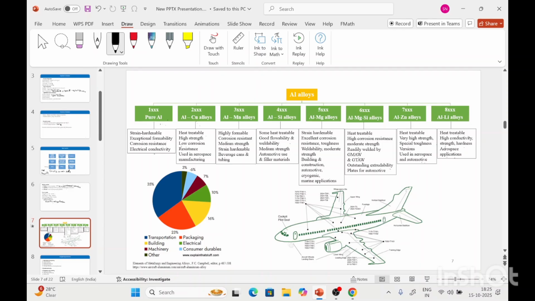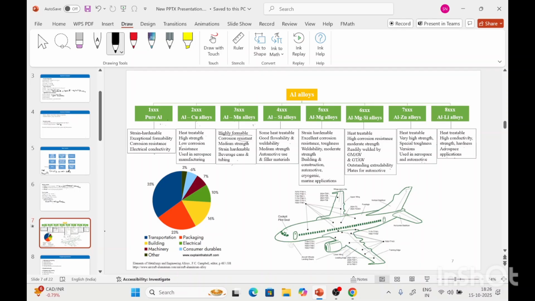Second is the 3000 series alloy, in which the major alloying element is manganese. So aluminum manganese alloys are highly formable, means the ductility is very high. These aluminum manganese alloys are good corrosion resistant, with medium strength. They are strain hardenable, means by providing some deformation, the strength is increased. Then uses of this alloy are in beverage cans and tubing.